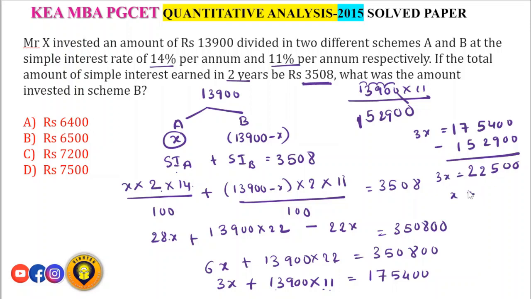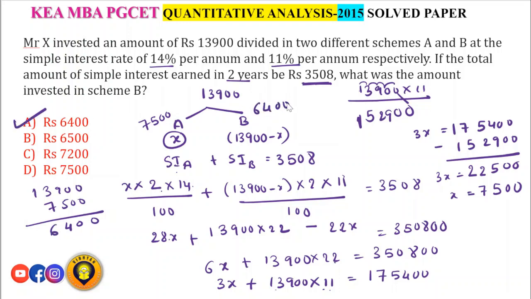X is equal to how much? 3 7s are 21, so 7,500. X is equal to 7,500. So in scheme A, he invested 7,500. In scheme B, 13,900 minus 7,500, which is 9 minus 5 is 4, 13 minus 7 is 6. 6,400 rupees he invested in scheme B.